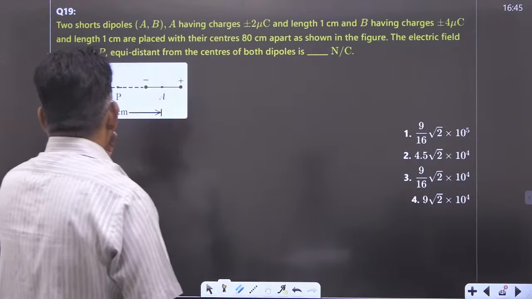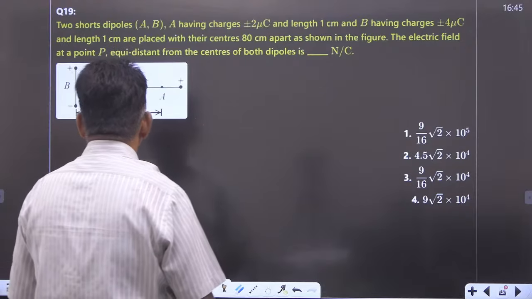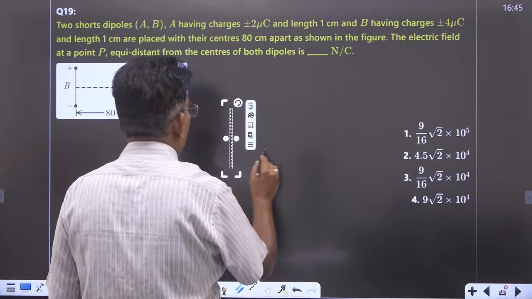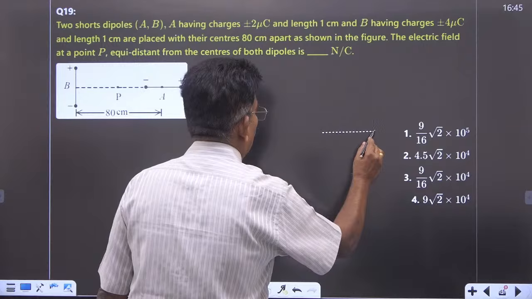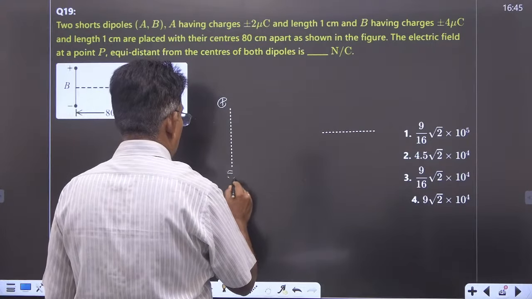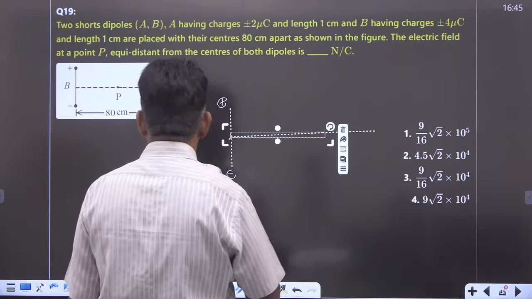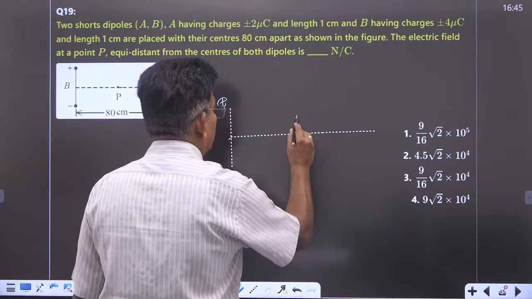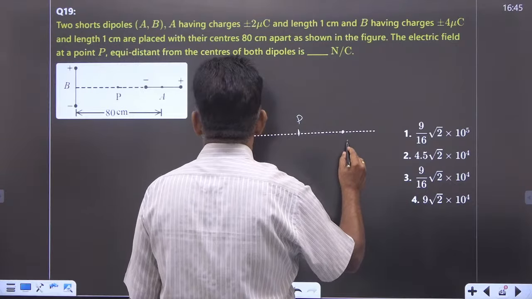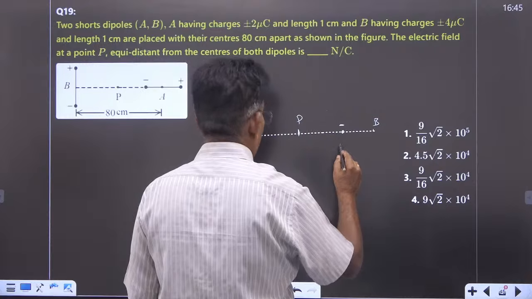Now, next question. There are two dipoles. We'll draw another diagram. This is dipole B, this is dipole A. Dipole B is plus minus. And this is their midpoint, P is the midpoint. And this dipole A, this is minus, this is plus.